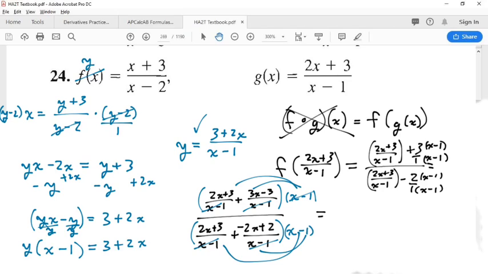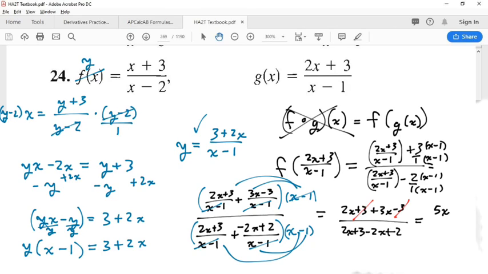Okay, we'll keep going. On the top, we have 2x plus 3. Then we have a plus 3x minus 3. On the bottom, what we got: 2x plus 3 minus 2x plus 2. Oh, man, I'm hoping this simplifies down to what we want it to be. Let's go on a rampage right here. All right, on the top, what am I left with?